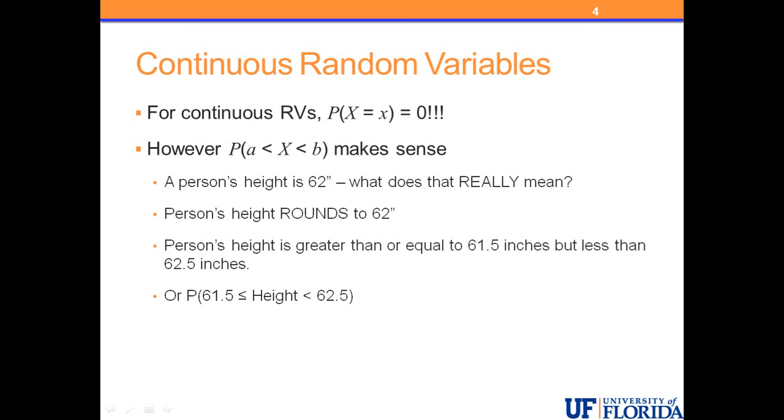Let's think a little about this. If I tell you a person's height is 62 inches, what does that really mean? For measured variables, such as this in research, it will mean that the person's height rounds to 62 inches, which will mean that the person's height is greater than or equal to 61.5 inches, but less than 62.5 inches. So we could find the probability that 61.5 is less than or equal to the height, which is less than 62.5.